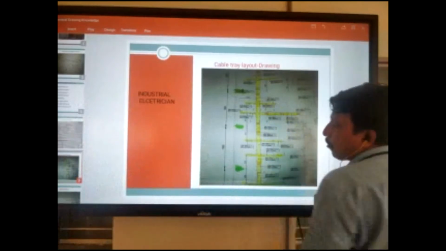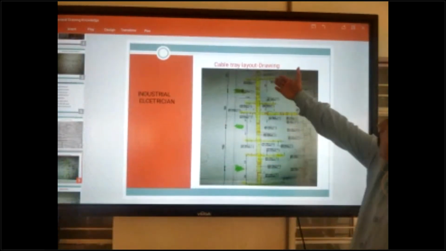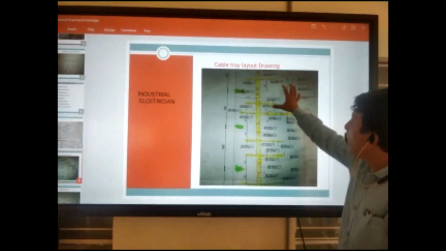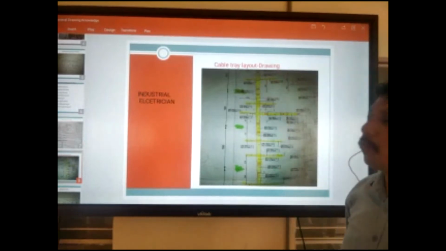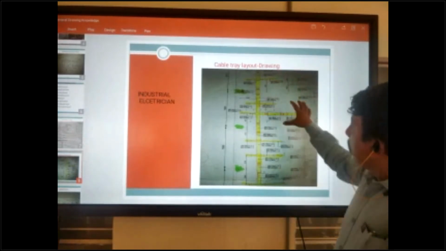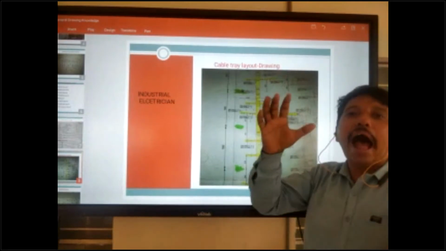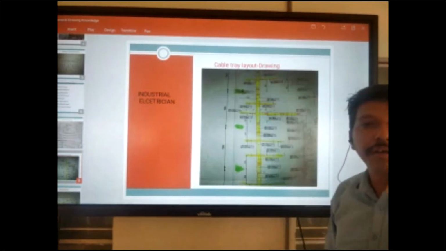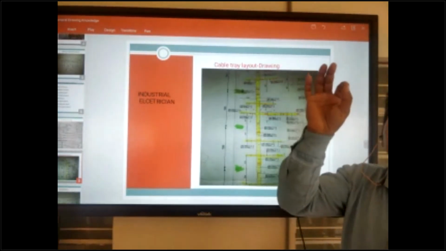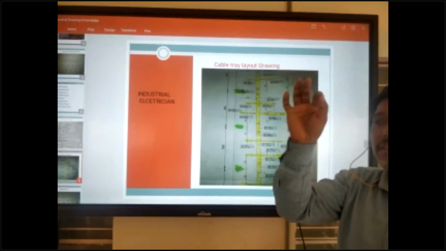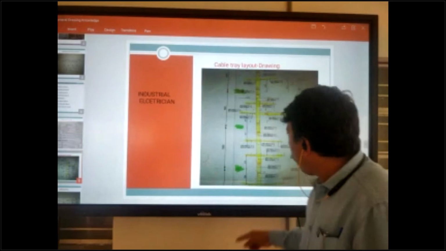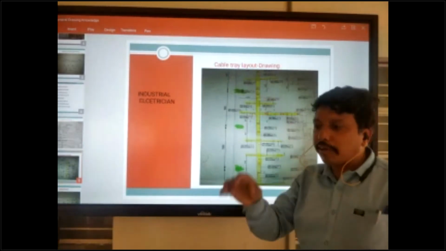So the next one is this cable tray layout drawing. This is also electrical. In buildings or industries, most of the work is cable tray work. Armored type cable and glanding type cable go in the cable tray. Conduit is going for PVC wire, wiring wire used for lighting and fan purposes. But in the cable tray, armored type cable goes.